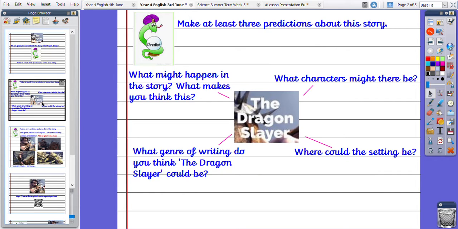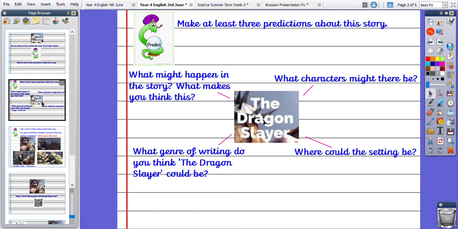And I want you to have a think about questions such as, what characters might there be? Where could the setting be? What genre of writing do you think the Dragon Slayer could be? So is it fiction or non-fiction? Is it a story? Could it be a non-chronological report? What genre, what type of writing do you think the Dragon Slayer is? And what might happen in the story?